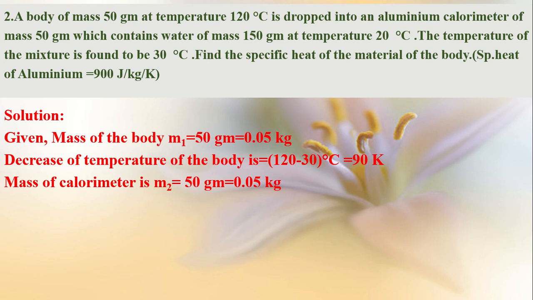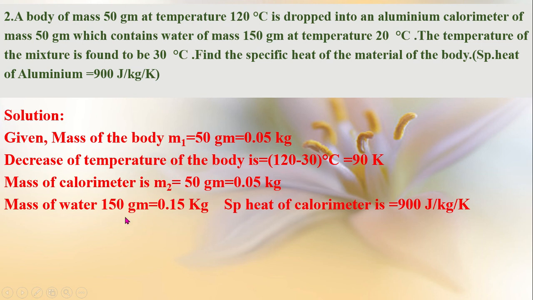Mass of the calorimeter is also given, M2 equal to 50 gram, that is equal to 0.05 kg. Mass of the water equal to 150 gram, but 150 gram equal to what? 0.15 kg. Specific heat of calorimeter equal to 900 joule per kg per Kelvin. Specific heat of water: you have to memorize this quantity. It is very important for doing math related to this. So specific heat of water is 4200 joule per kg per Kelvin, you should remember it.